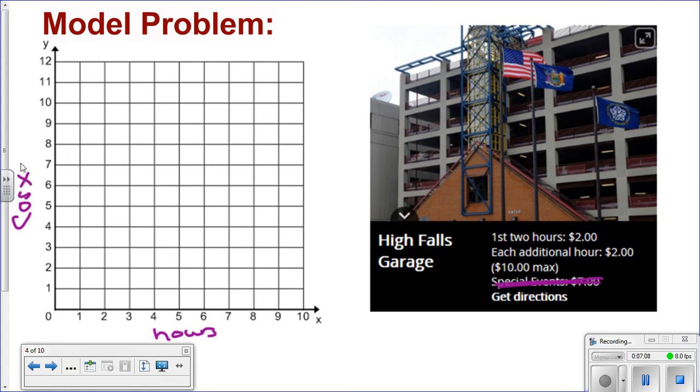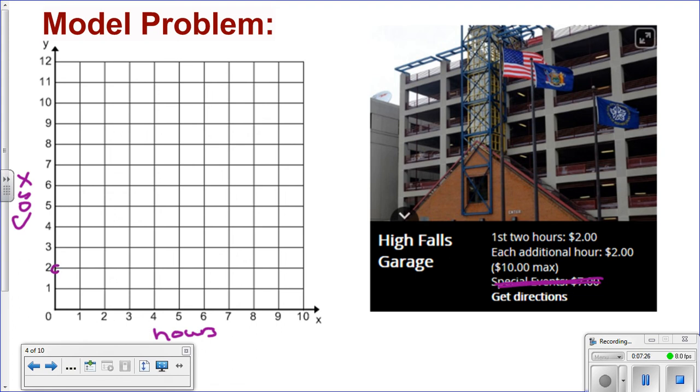Okay, because hours is our independent variable and the cost is our dependent variable. In other words, the cost depends on how many hours we park. So the first 2 hours is $2. So the first 2 hours, here's my 2 hours right here.